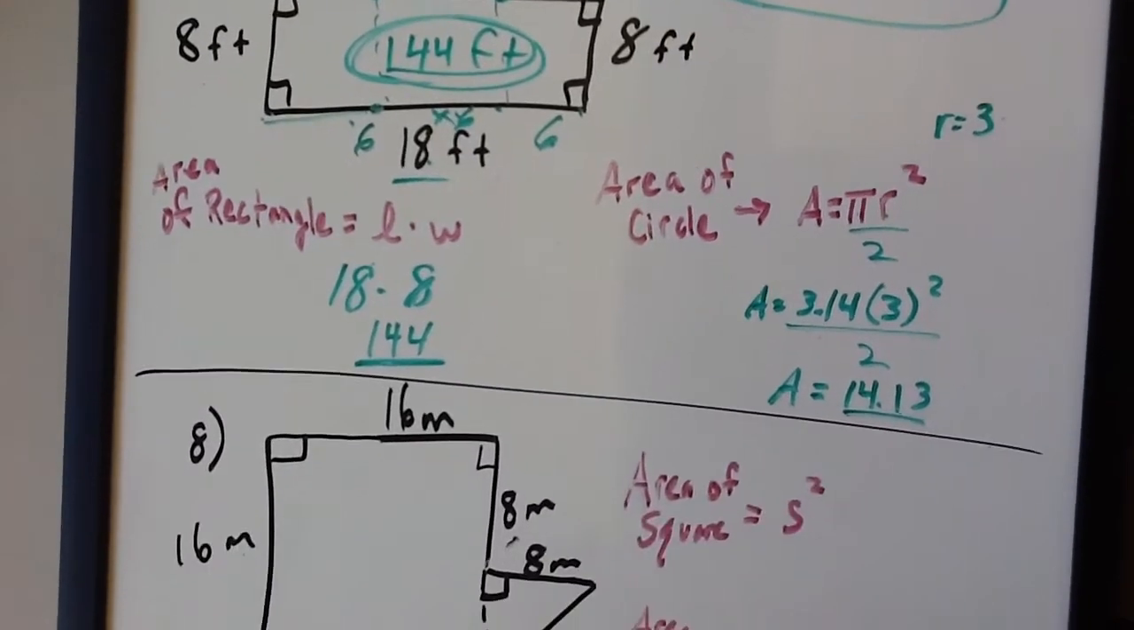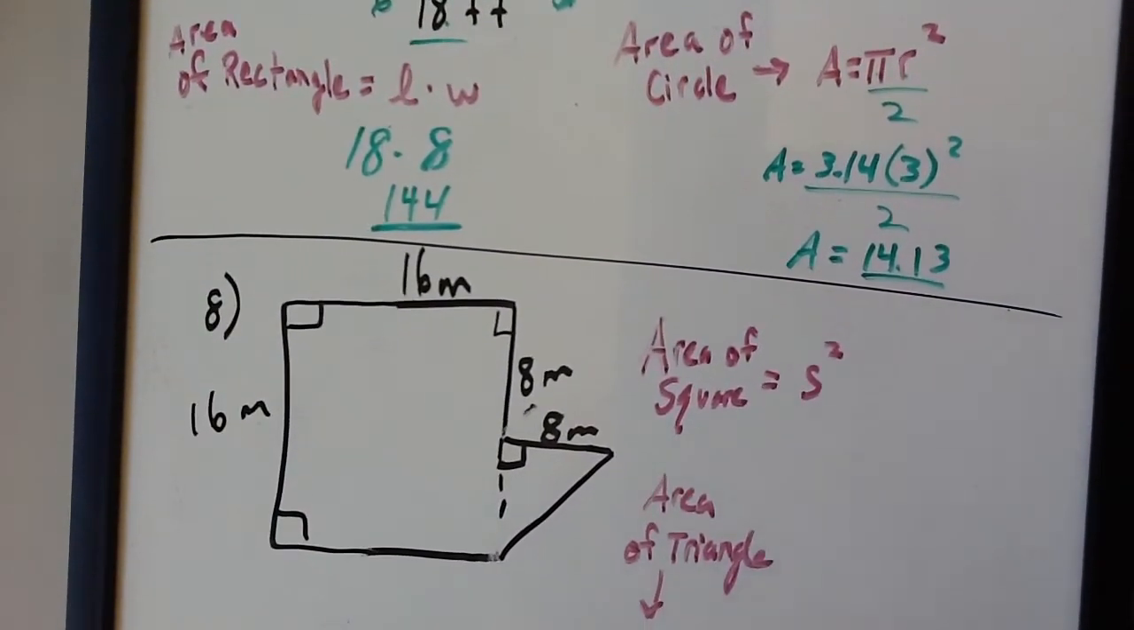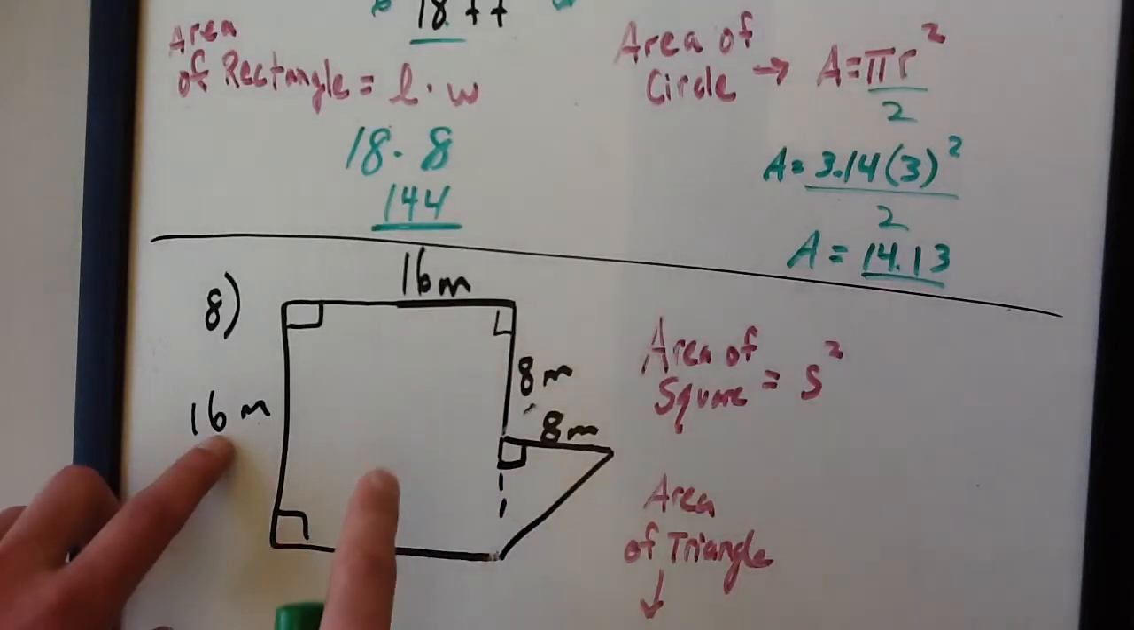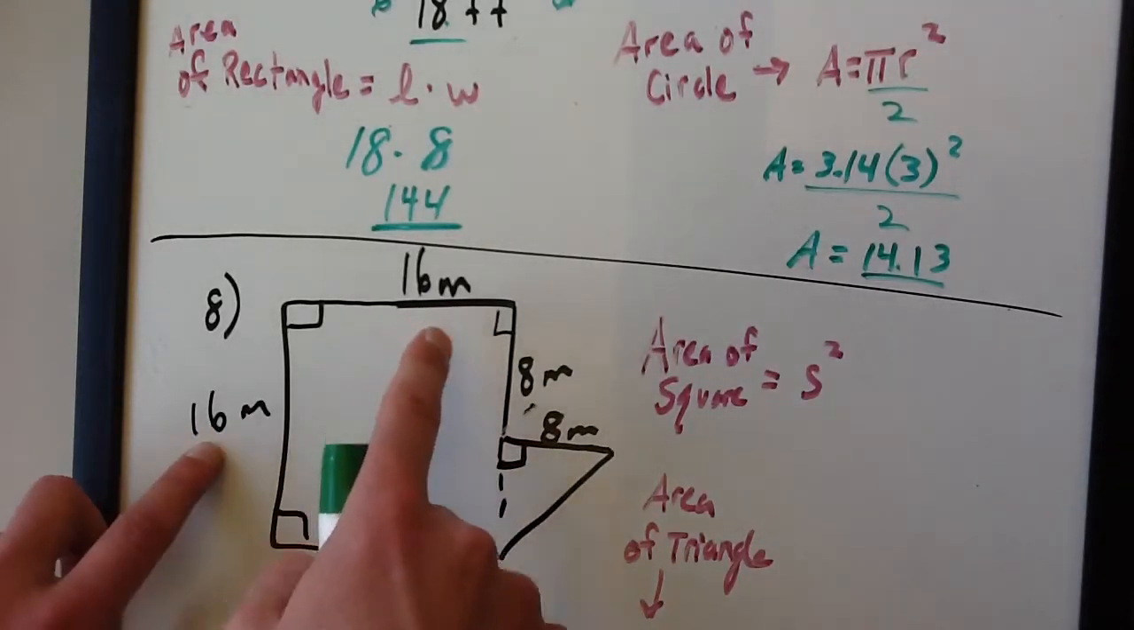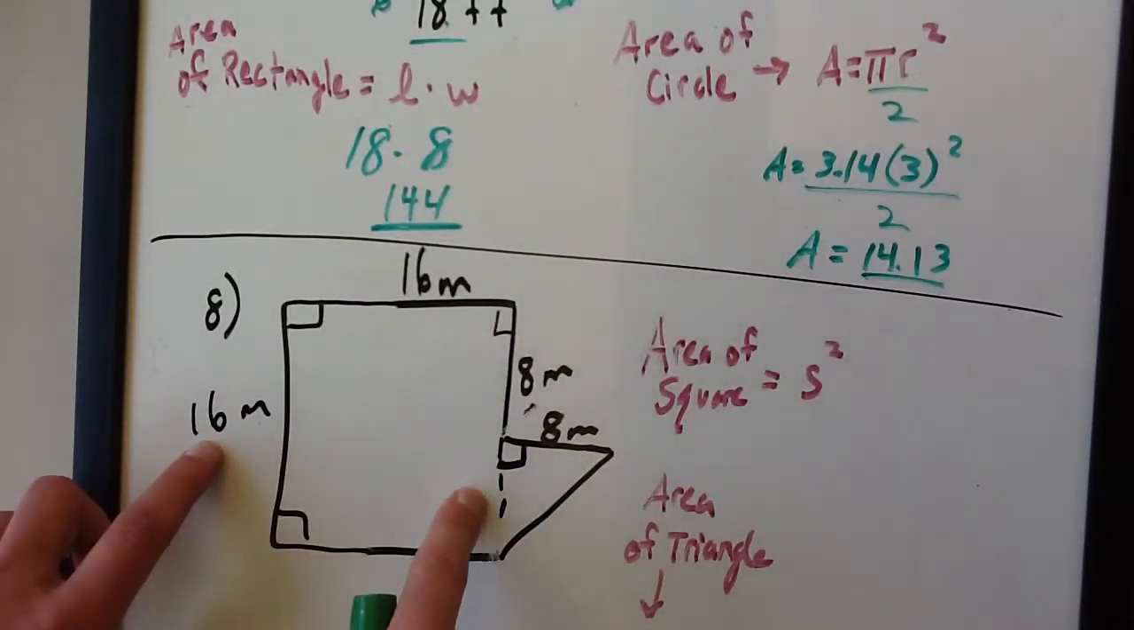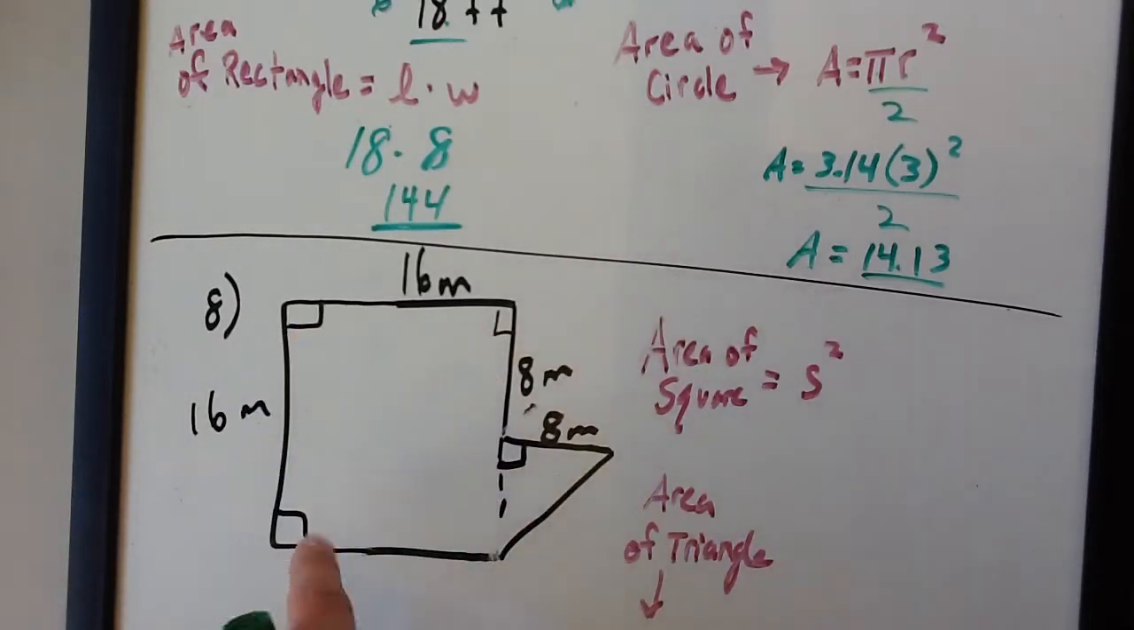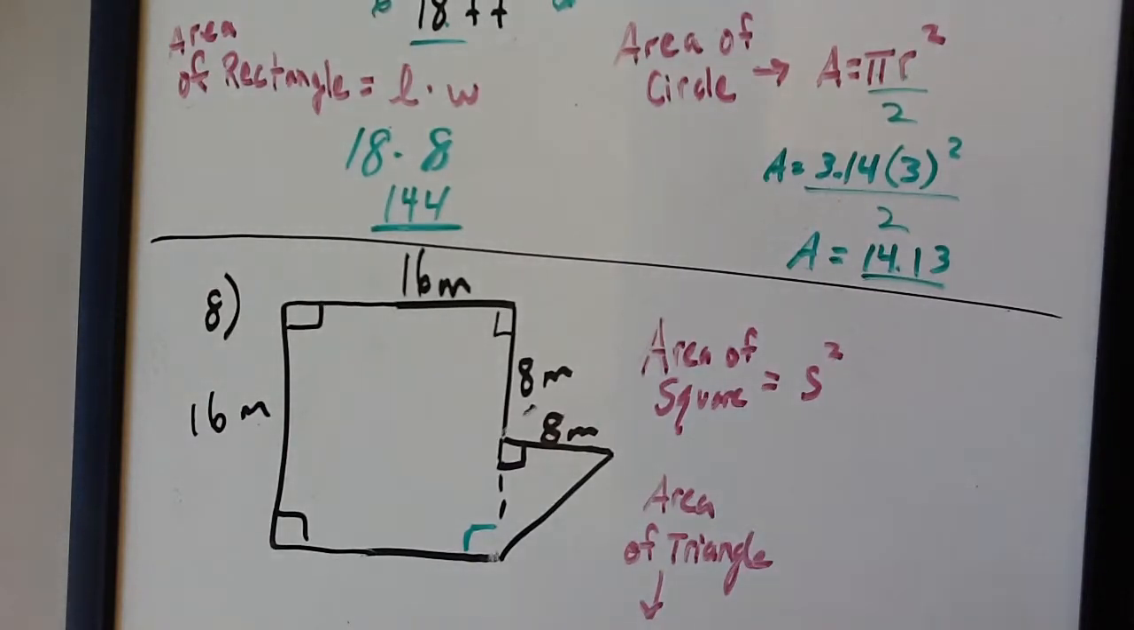Okay. The next example I'll do is number 8 from 9.3 worksheet D. I have this shape, which is a square and a triangle. How do I know it's a square? Well, the side lengths are the same. This is 16, this is 16, so this must be 16, and this side must be 16. These tell me I have right angles. So if every angle is a right angle and all side lengths are the same, that is a square.